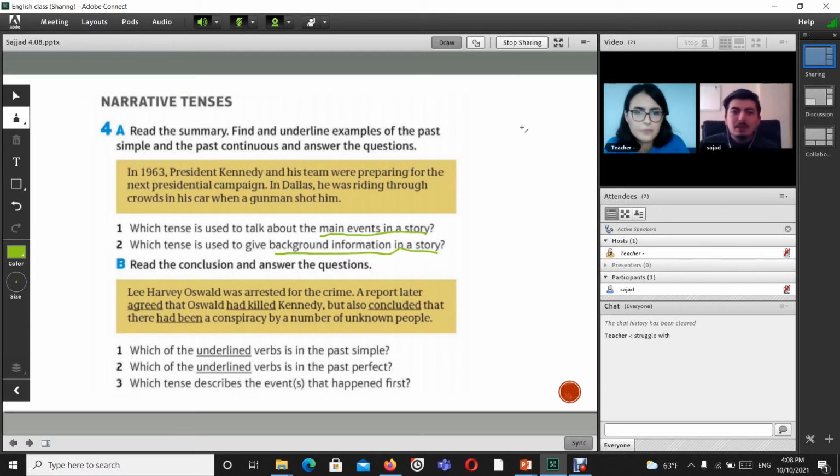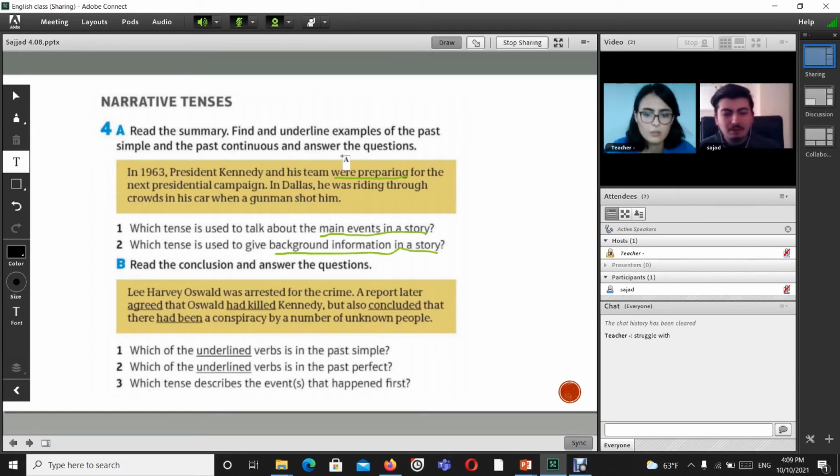Just a sentence. President Kennedy and his team were preparing for the next presidential campaign. Up to here, this is one part. It's background information. You think this is the background? So the main event, I think, is that the gunman killed him, shot him in the head. Okay, this is the background info, you said.